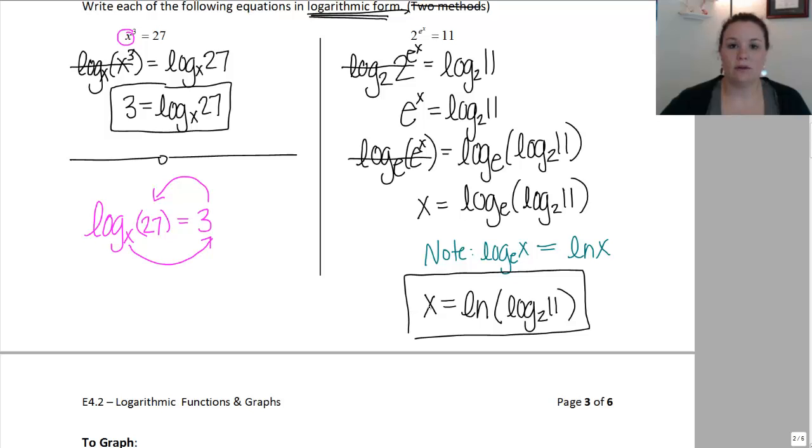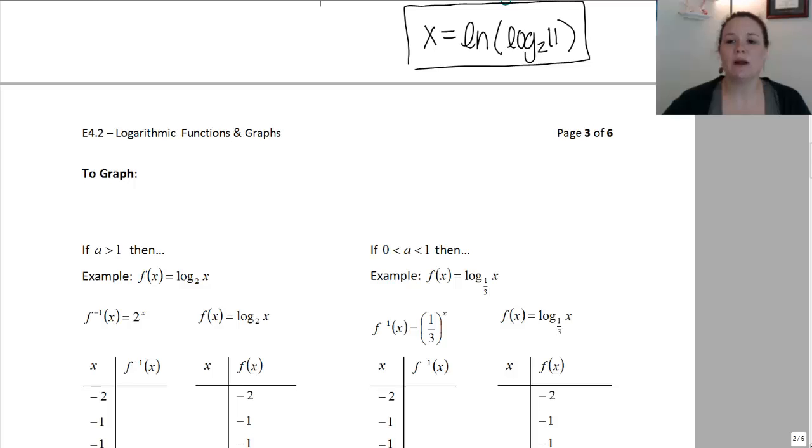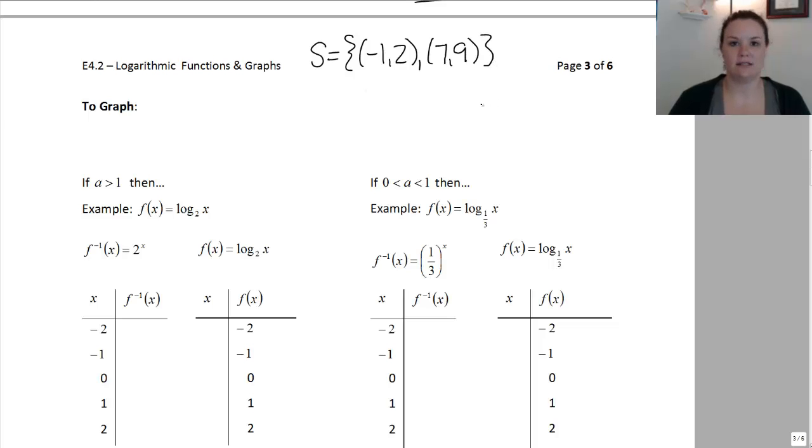What I want to look at now is graphing these functions. In order to graph them, we're going to use that same idea of logs and exponentials being inverses. Remember, we did some problems where it said something like if S is {(-1, 2), (7, 9)}, pretend that's our set. Then to find our inverse, remember all we had to do was swap our ordered pairs. So in the inverse, it would be the points (2, -1) and (9, 7).